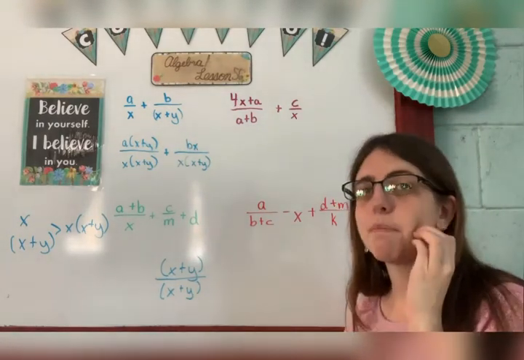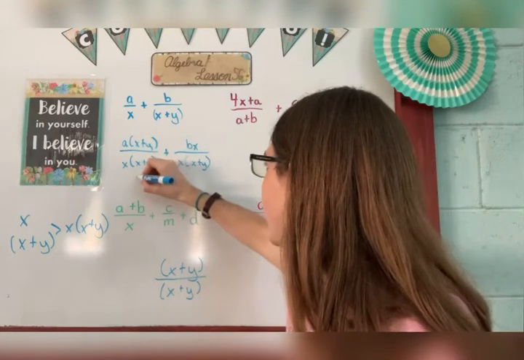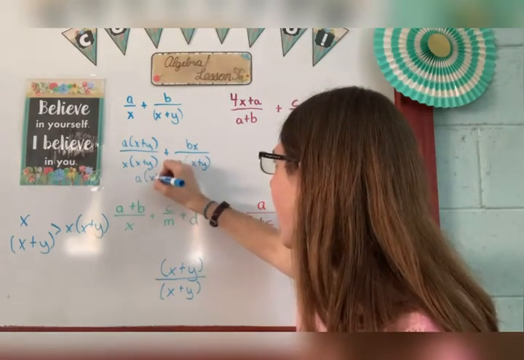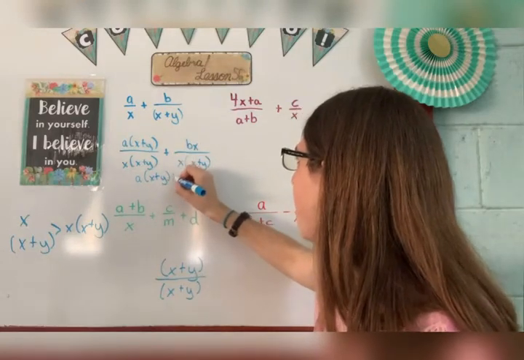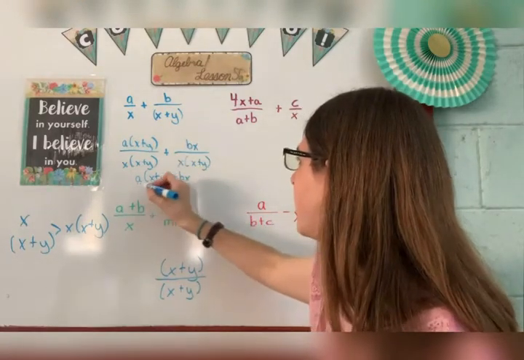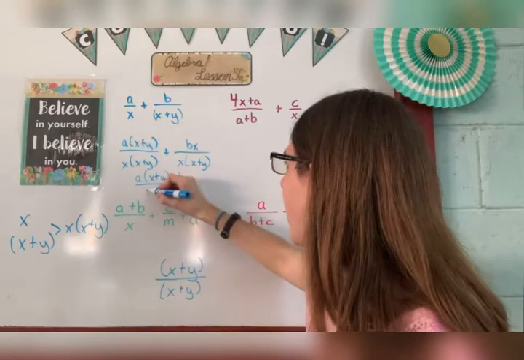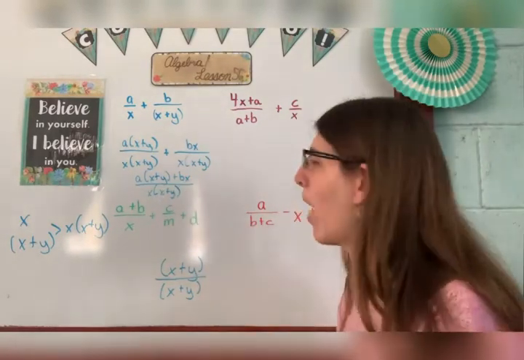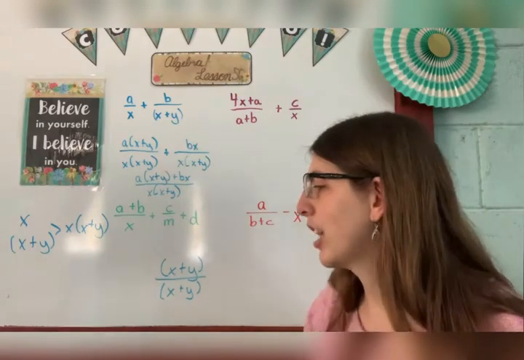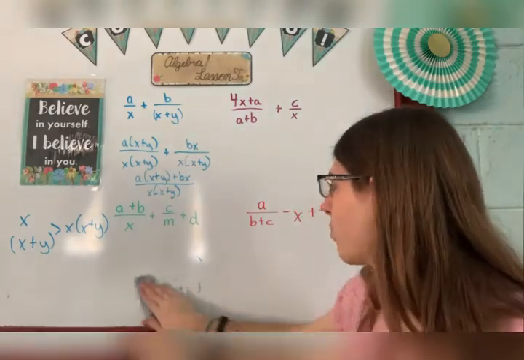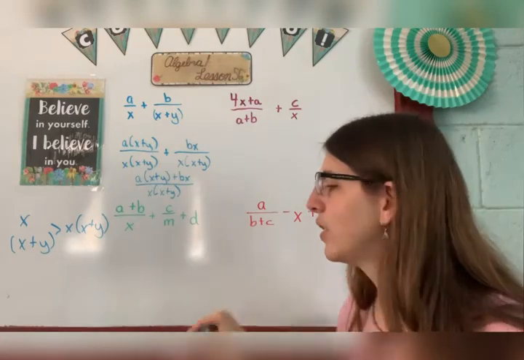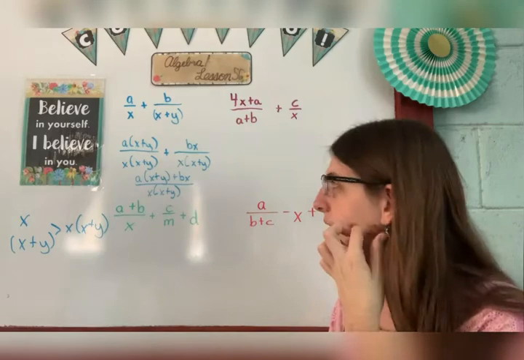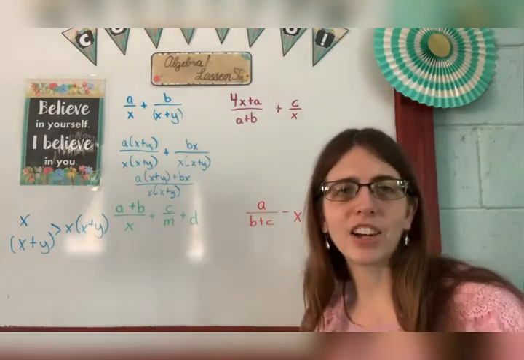Now remember, you can combine it like this. Just add together your numerator: a times x plus y plus bx over x times x plus y. Okay? Now there are actually several ways that you can write this that are all correct. Sometimes this is what gets confusing, because you might see the answer written out a little differently than this, but it actually is the same thing.